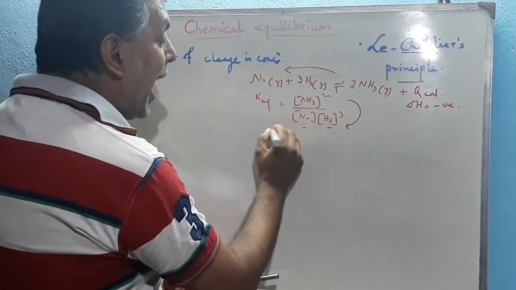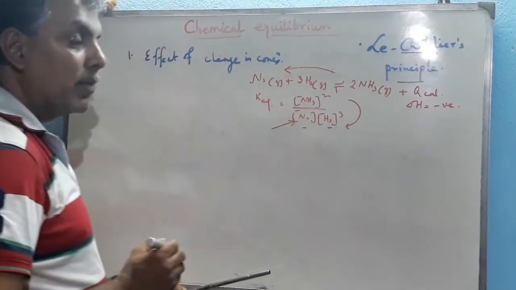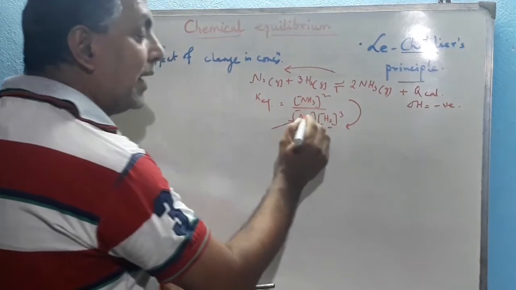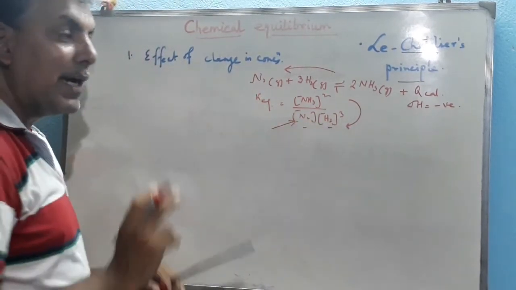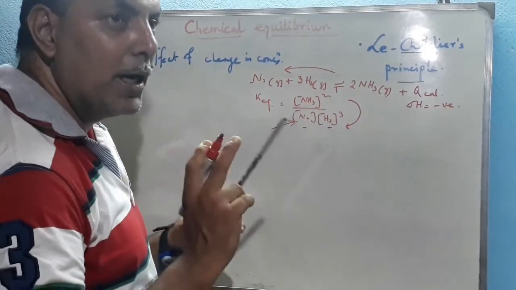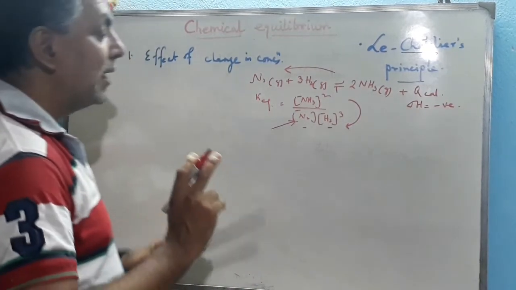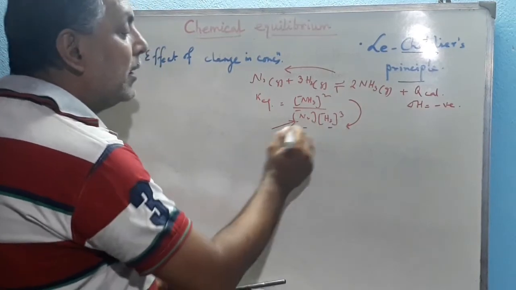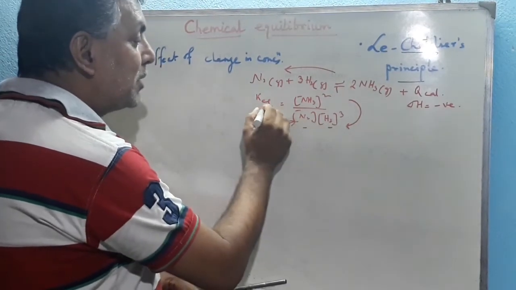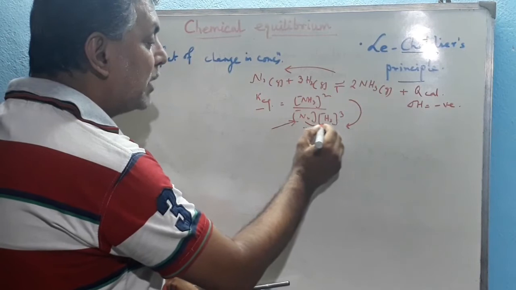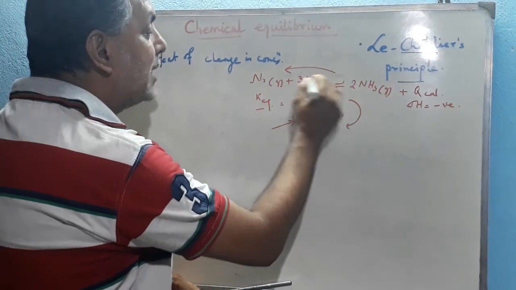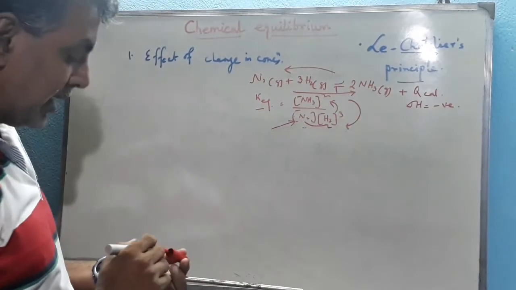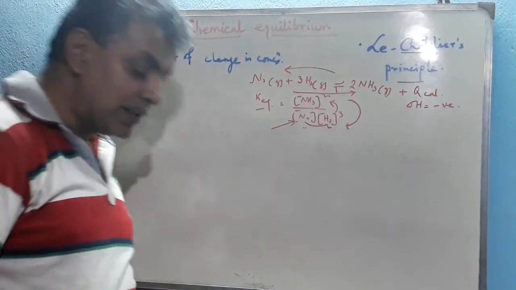Or if we add some nitrogen from an external source, then the denominator portion is increased, but K equilibrium again is constant at constant temperature, because K equilibrium only depends on the temperature. So at constant temperature, if we add some nitrogen, it increases the denominator, but K equilibrium is constant. So then excess nitrogen combines with hydrogen to form ammonia, and hence the forward reaction increases. That will increase the rate of the forward reaction. This is the effect of change in concentration.